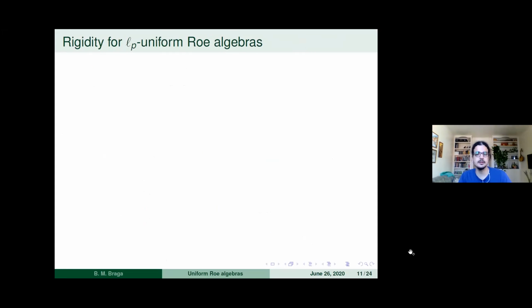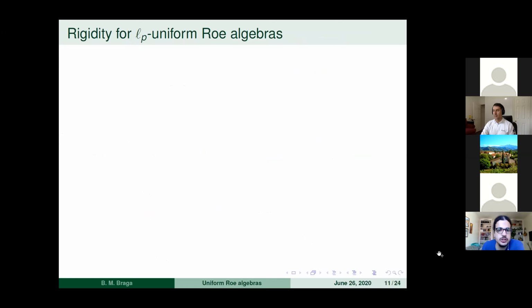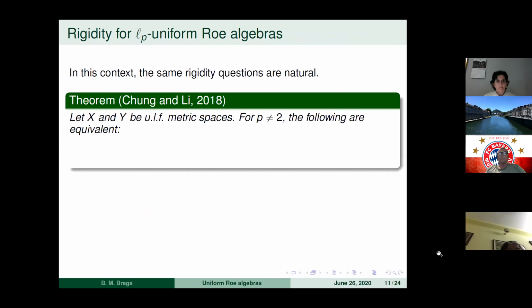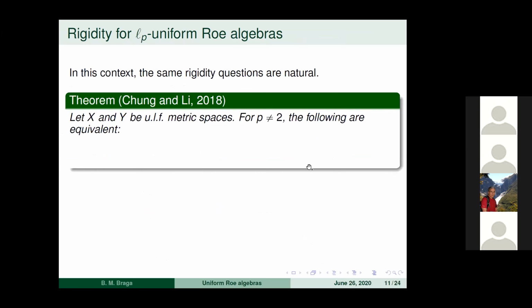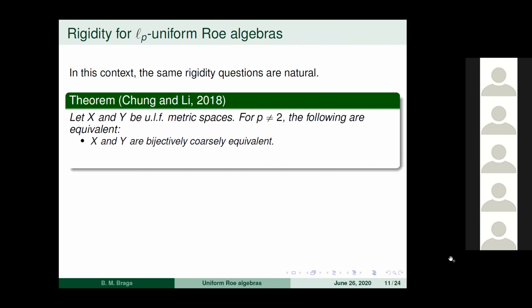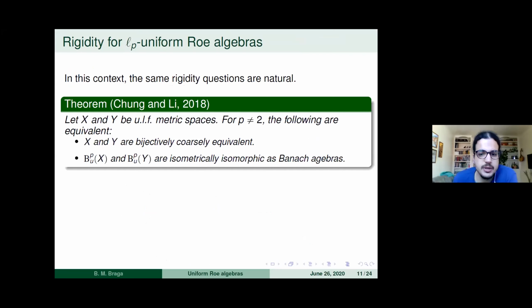Okay. Now, what can we say about rigidity of those spaces? So the first result on this was by Chung and Lee, and it says that for p different than 2, bijective coarse equivalence is actually the same as the algebras being isometrically isomorphic as Banach algebras. And let me just mention here, the nice thing about this result is that in all the other results I mentioned before, you either had property A or you had coarse embeddability into a Hilbert space, so you had some extra geometric assumption. For p different than 2, this isn't the case.